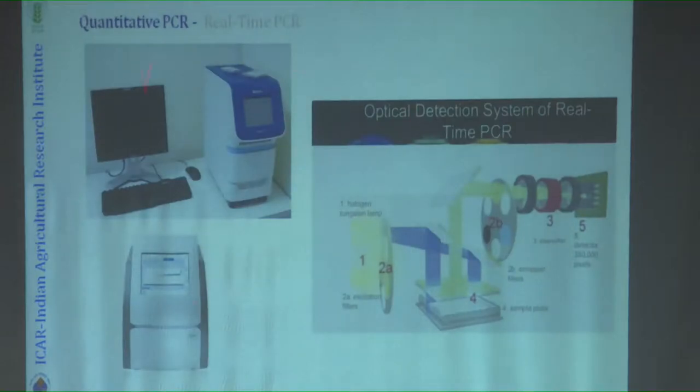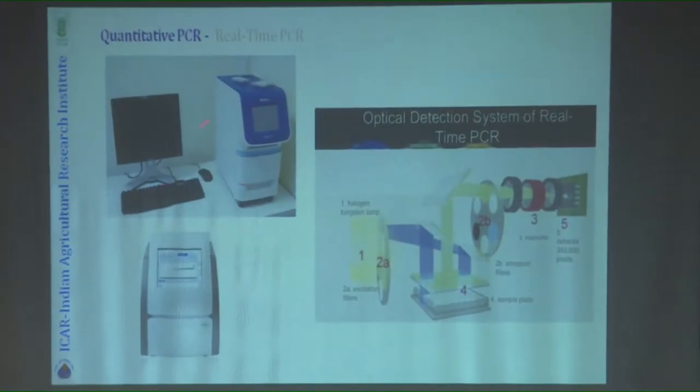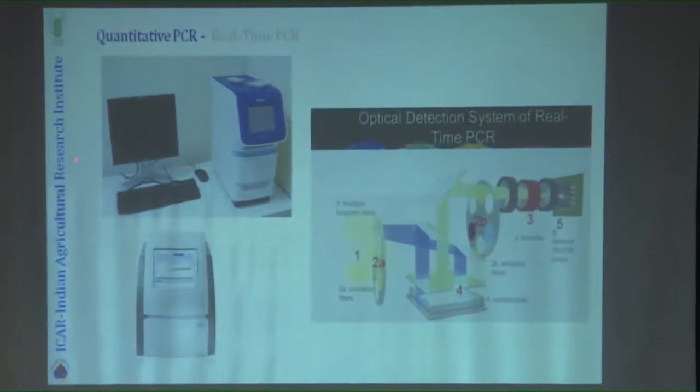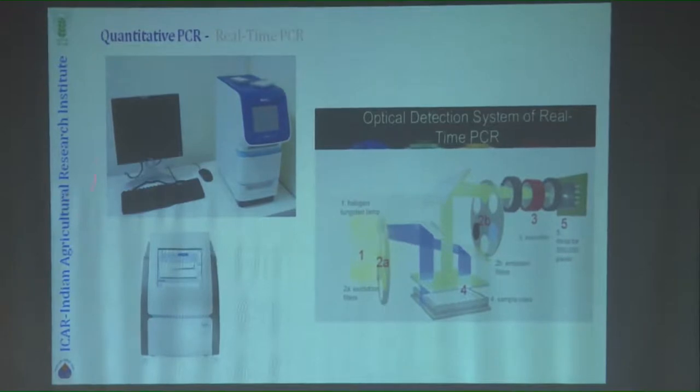Well, these are a couple of machines which I wanted to introduce to you. This is the one which I used, the Applied Biosystems 7500 real-time PCR. And also now I have a LightCycler in the lab. I'm not getting into the physics of the optical detection system of real-time PCR, which I don't think we will be able to understand in a single class. But we make use of the fluorescent property of light, we use fluorophores, and we are able to quantify them.